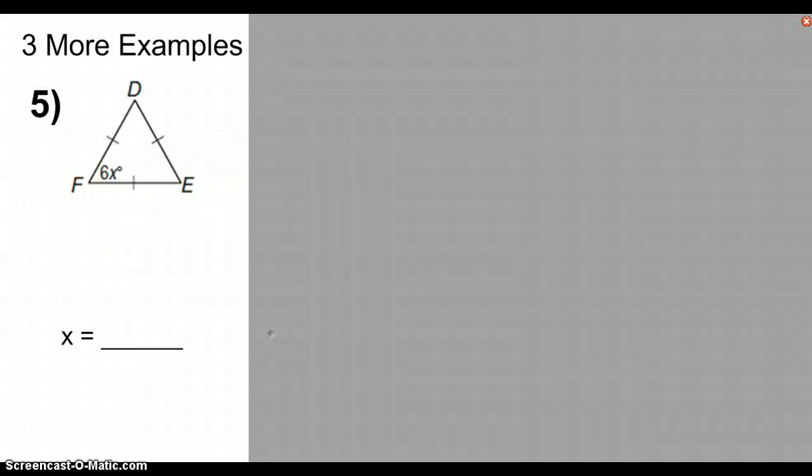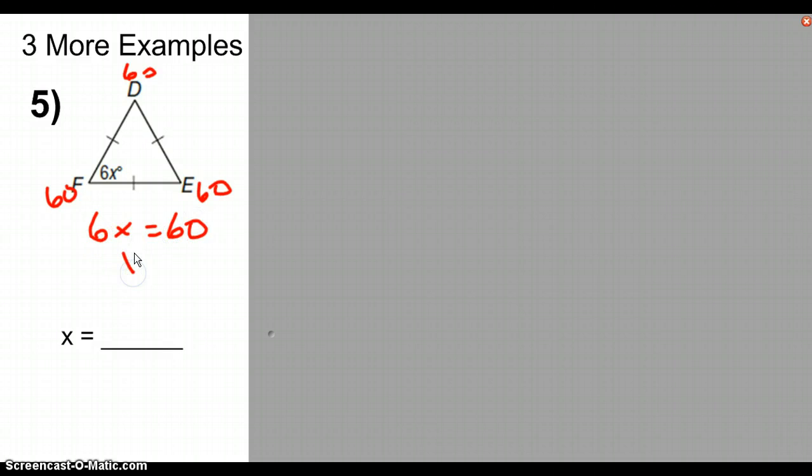Now, looking at three examples where this concept is applied, we have triangle DEF, and we see that DF, DE, and FE, those three sides are congruent. So therefore, using the relationship, we know that angle F, angle D, and angle E are all 60 degrees. So in order to solve for the variable x, since angle F is 60 degrees, we can take the expression 6x and set that equal to 60 degrees. And if we divide by 6, x is equal to 10.